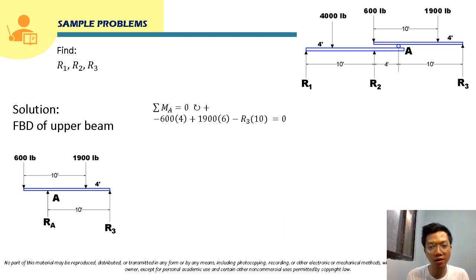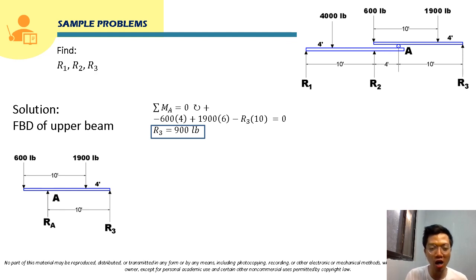So solving for R3, we just transpose R3 times 10 to the other side. Solving for the terms on the left side, that will be negative 600 times 4 plus 1,900 times 6, divided by 10 to solve for R3, and that will be 900 pounds. So this will now be the answer for R3. You can actually box this since we are asked to solve for the reaction force R3, no? So you can already box this.